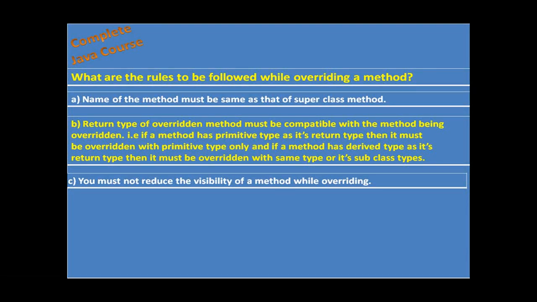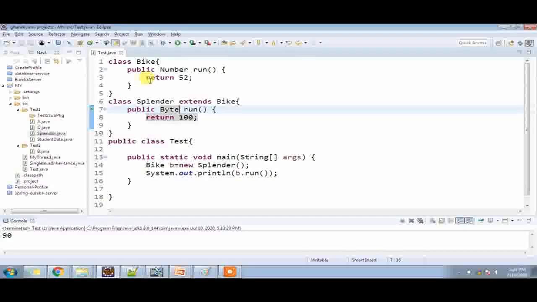Now third point is you must not reduce the visibility of a method while overriding. Visibility means, let's understand. Okay, so you cannot reduce the visibility. What is the meaning of this? Suppose you define a method public in the Bike class, and in the subclass you decrease the accessibility, protected, or default or private. So you cannot decrease the accessibility.